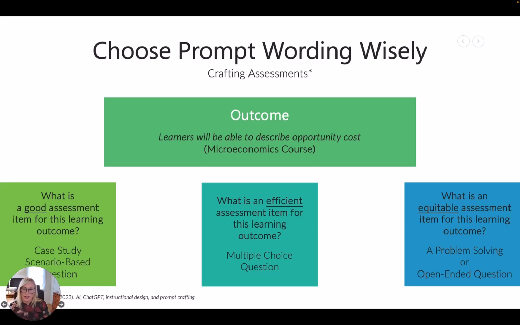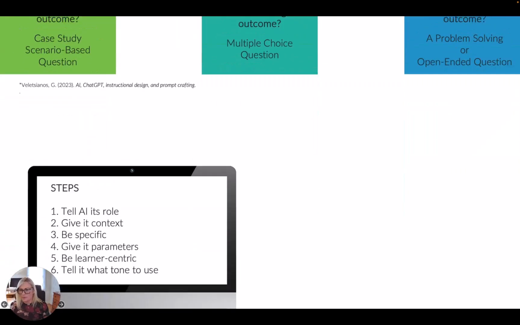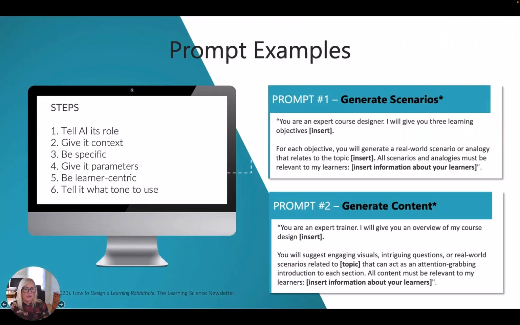Then if we change that good to efficient, an efficient way is multiple choice questions or a true-false question, something quick. Then what is an equitable assessment item for this learning outcome? Problem solving or an open-ended question is generated. So that's how powerful Gen AI is, and that's how careful we have to be with our prompts and our prompt engineering.